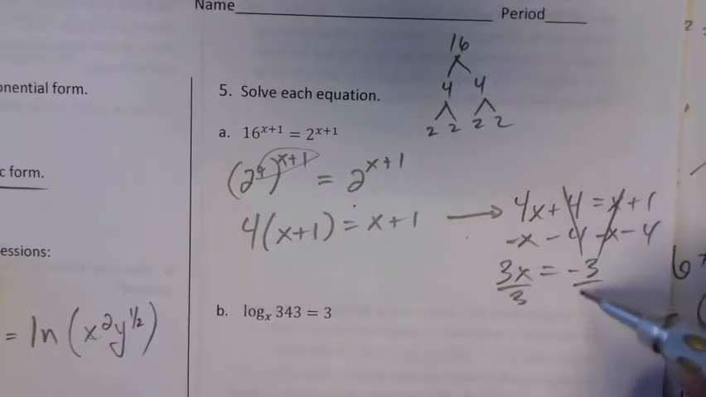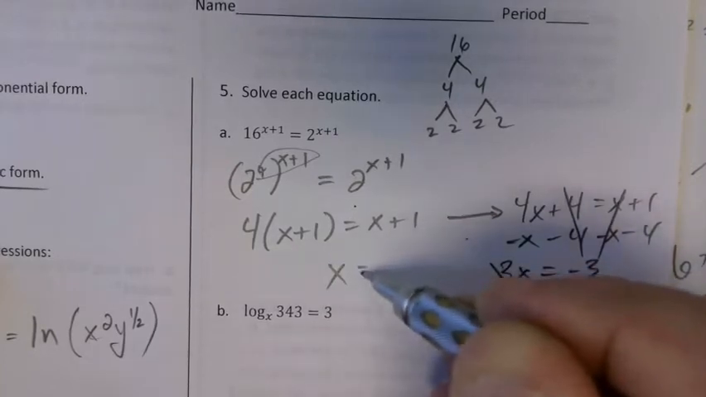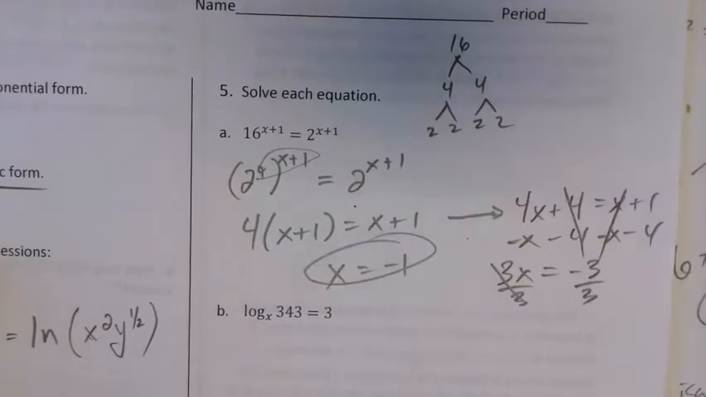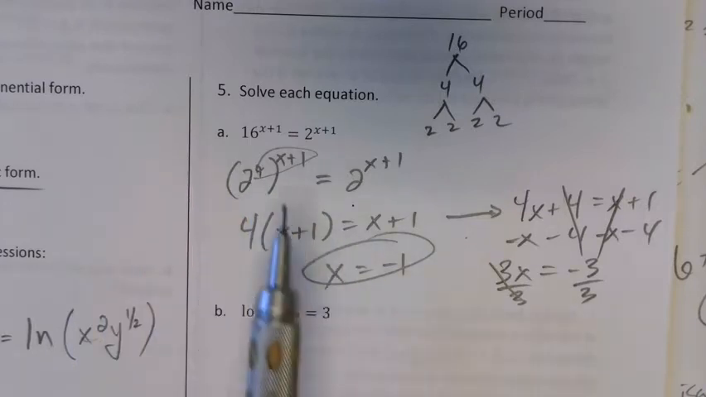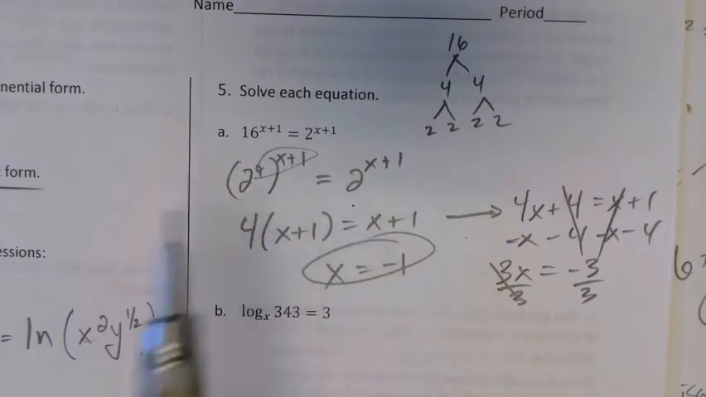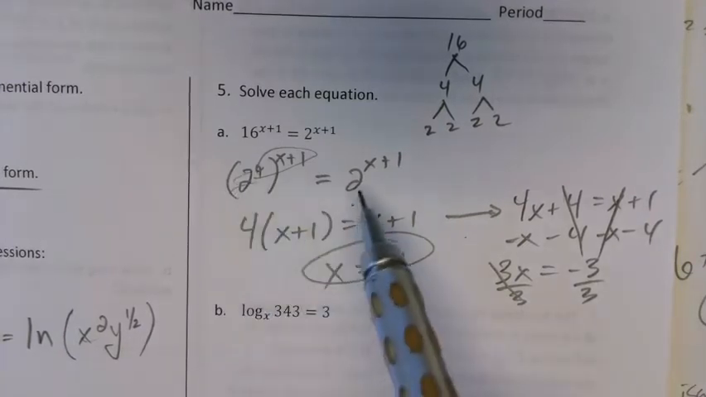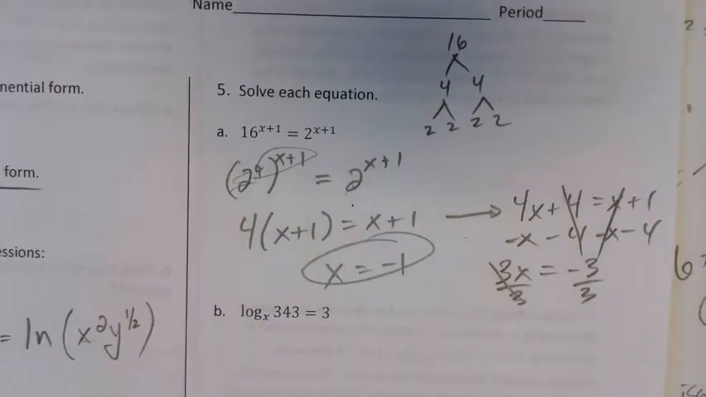And if I divide by 3 on each side, I get x equals negative 1. Okay, so if I have an exponential equals another exponential, I'm going to rewrite these as powers of the same base, and then I'm just going to ignore the base and go from there.